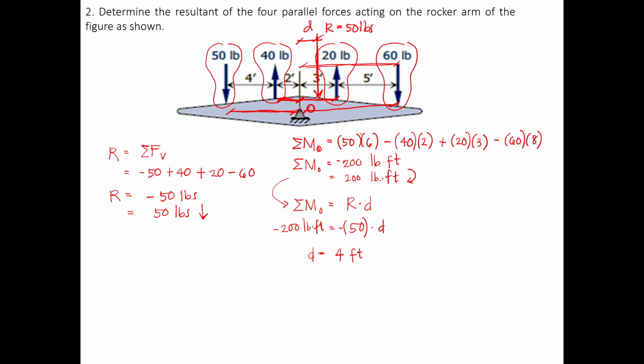Okay. Since the resultant will create a negative moment, it is likely to be placed on the right side. So the exact location for your resultant force and the distance will be 4 feet, which is in this area here. So this will be the 50-pound force, and then this will be the distance d, 4 feet.